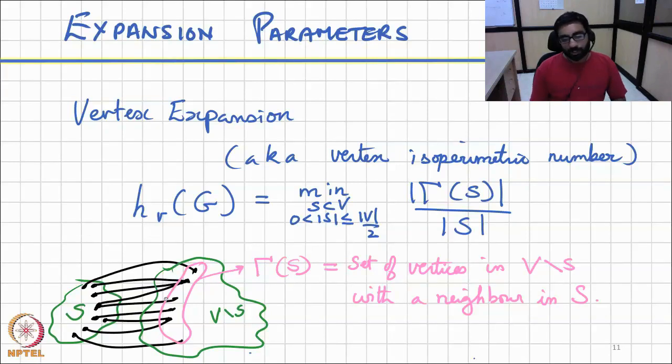And so the notion is quite similar. In fact, these two parameters, the edge expansion and vertex expansion, for graphs that are of bounded degree, are related to each other by a constant.